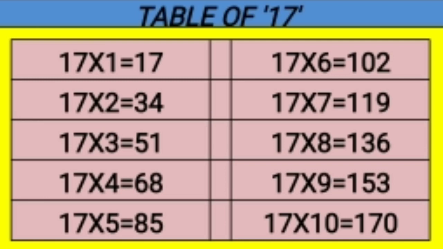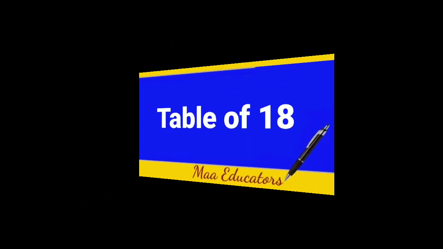17 sixes are 102. 17 sevens are 119. 17 eights are 136. 17 nines are 153. 17 tens are 170. Table of 18.